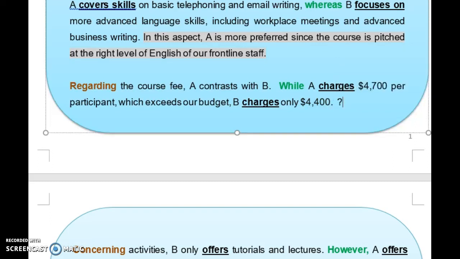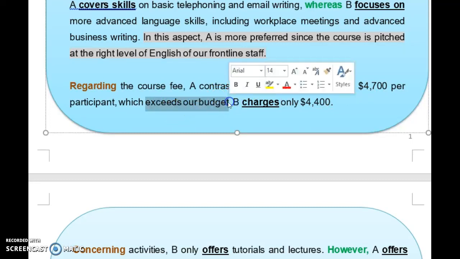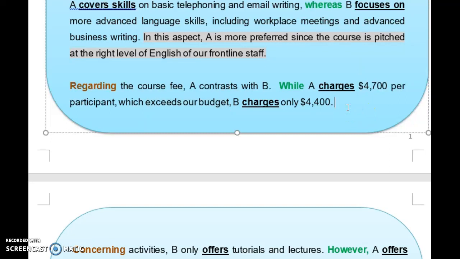Something is missing. Why don't we make a conclusion here saying which one would be better? I feel that for course fee, it is something very obvious to the reader because you say that A is over your budget. So obviously, A is not a better choice. So that's why I do not put an explanation here. I do not say in this aspect A would be less preferred or B would be more preferred. Because the amount of money is something very obvious to the reader already.